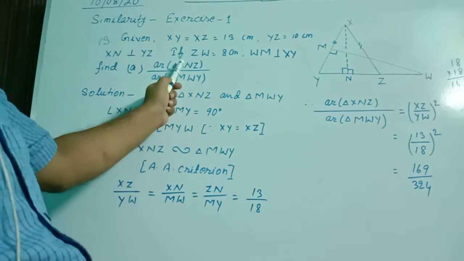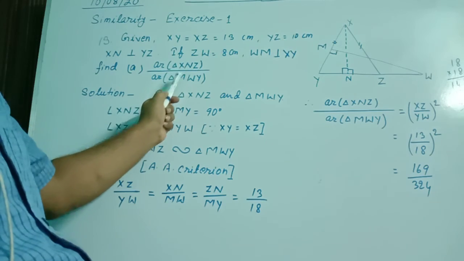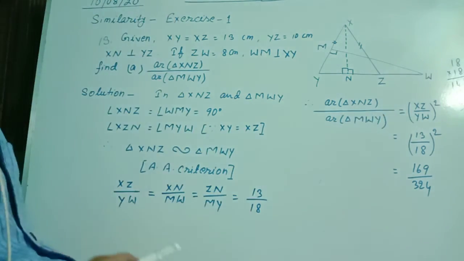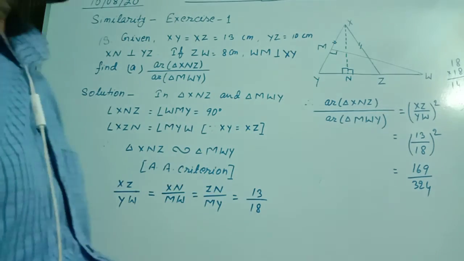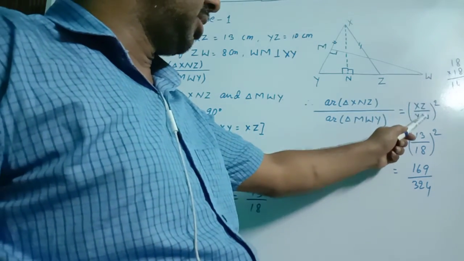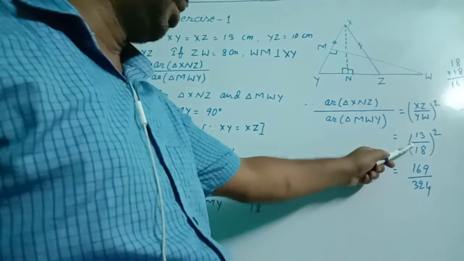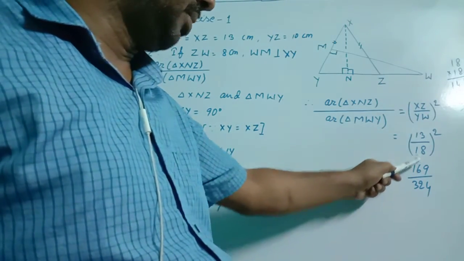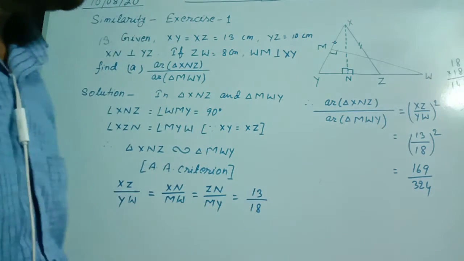Therefore, area of triangle XNZ by area of triangle MWY equals the square of the ratio of the corresponding sides, meaning XZ by YW whole square, 13 by 18 whole square, 169 by 324. This became the answer.